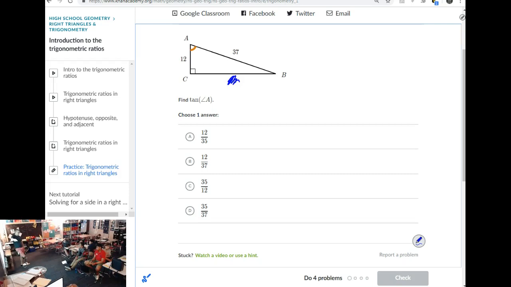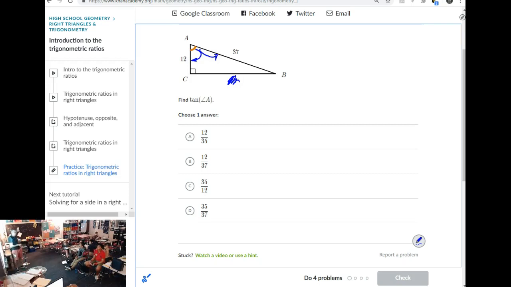But that's where the other trig functions come in. If I could use cosine. Cosine relates the adjacent of the angle to the hypotenuse. So if I'm still looking at A, I have its adjacent, and I have the triangle's hypotenuse.